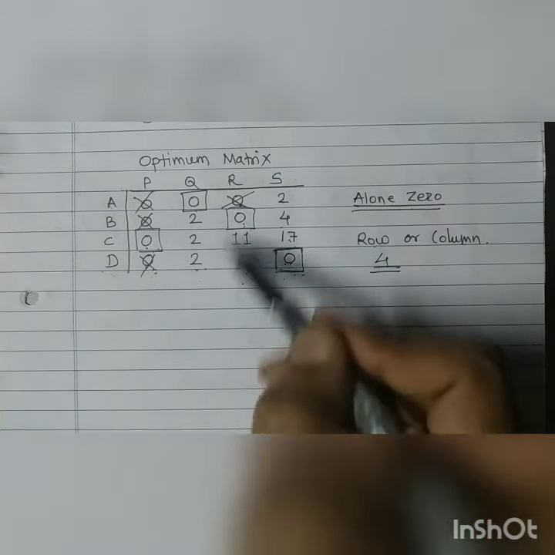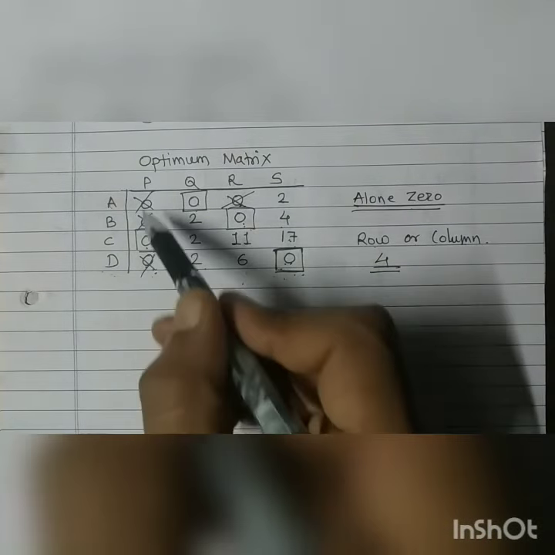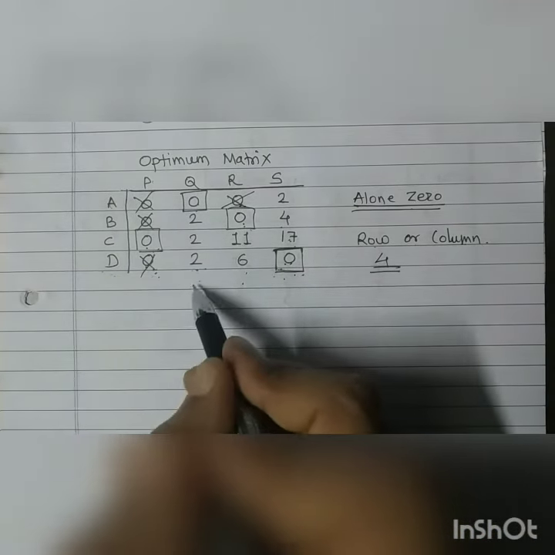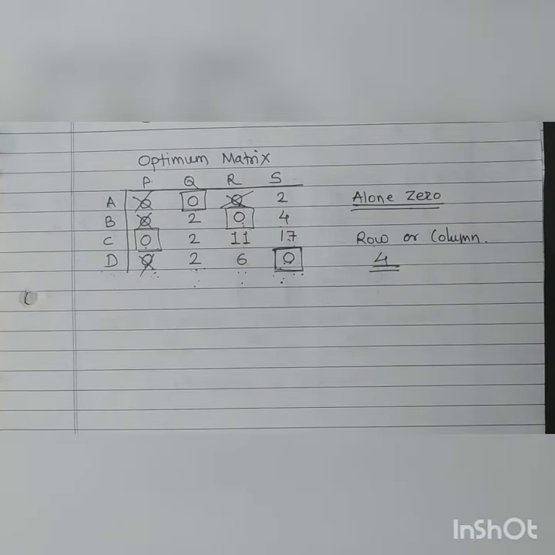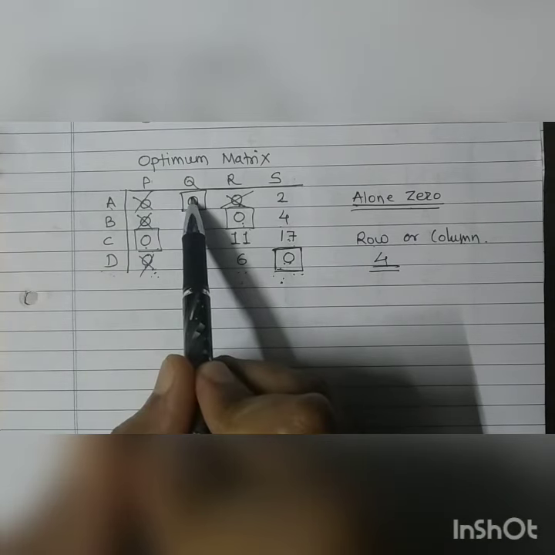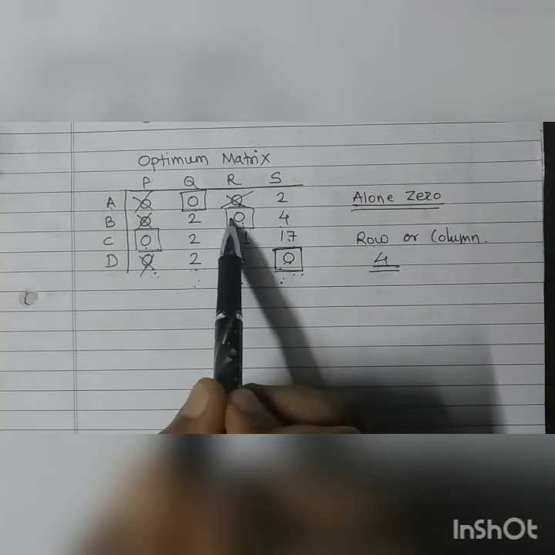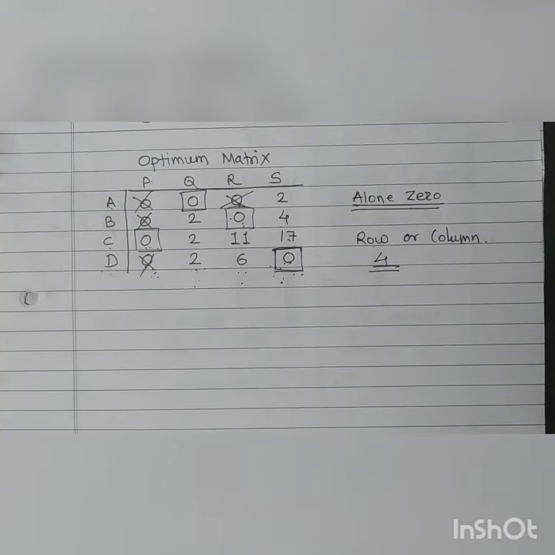Similarly, check all columns. In all columns, minimum 1 0 should be captured. So here 1 0 is captured, 1 0 is captured, 1 0 is captured, 1 0 is captured. So we can say that we are near the final solution. Now whatever captured 0 we got, this is our final assignment. That is, A is assigned to Q, B is assigned to R, C is assigned to P and D is assigned to S. So write down that.